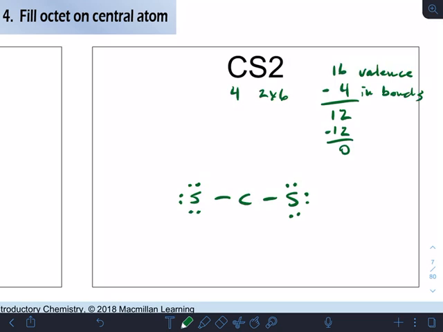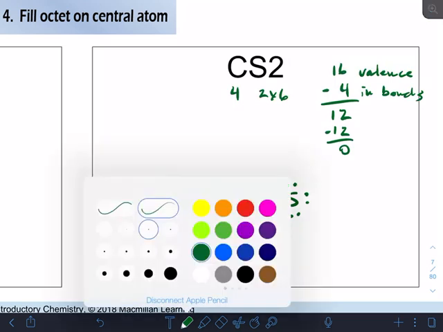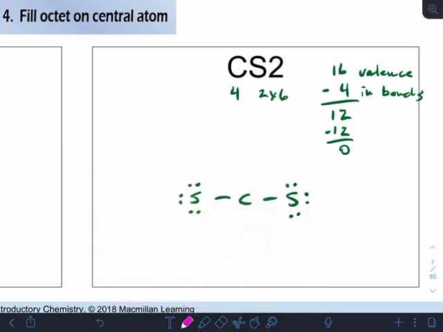So that's the step where I don't have anything to put on my central atom. So my last step is to check my octets. Right now, my sulfurs have access to 8 electrons. They are happy. The carbon, on the other hand, only has access to 4 electrons right now, 2 for each of those bonds. So what I'm going to do is borrow electrons from my outside atoms and make more bonds.